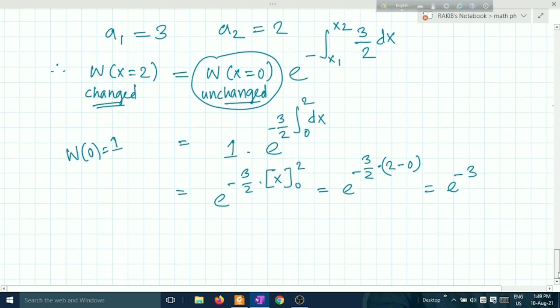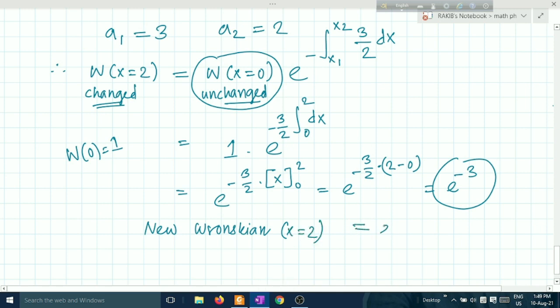This is the change in the changed Wronskian. The new Wronskian, which is at x equals 2, becomes e to the power minus 3. I think I am correct.